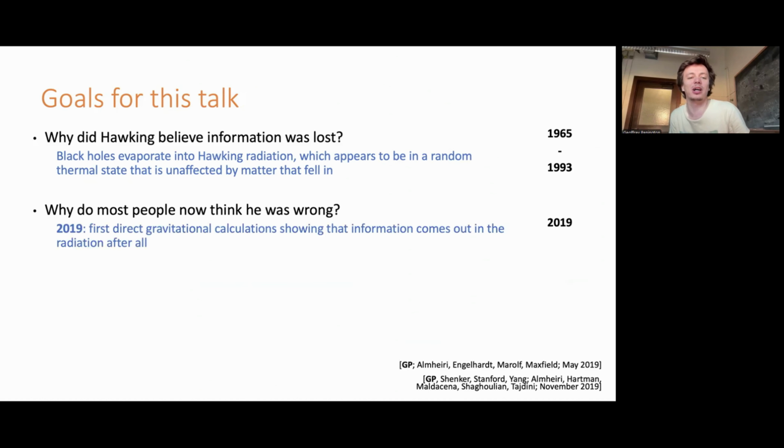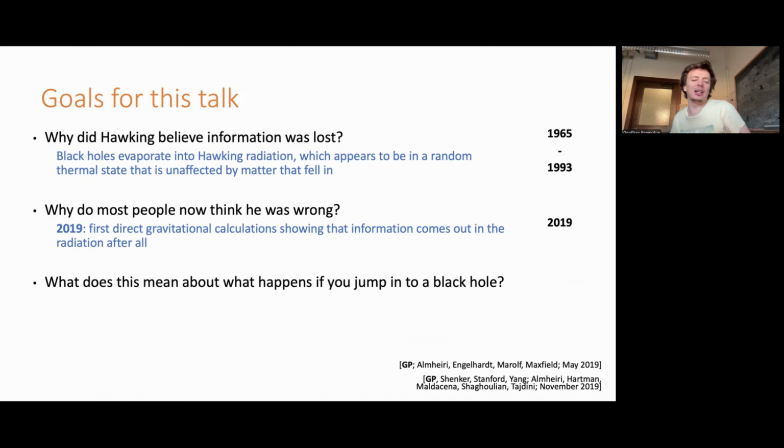Second is why most people now think he's wrong. And this is going to come down to these papers that Tadashi mentioned at the beginning of the talk, where in 2019, for the first time, we finally had direct gravitational calculations that showed information coming out in the radiation after all.